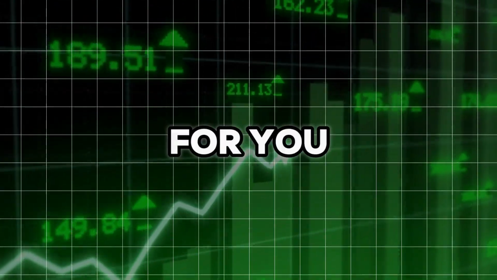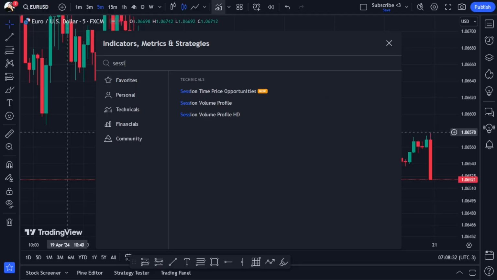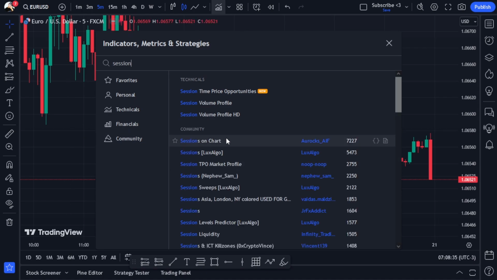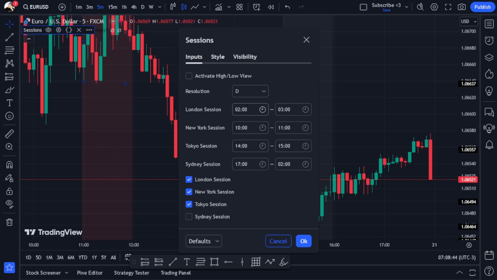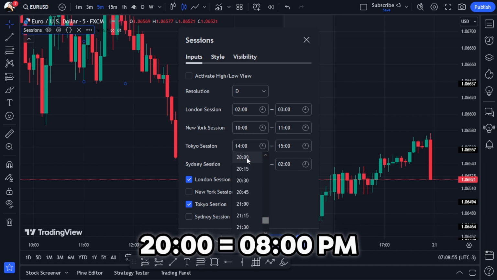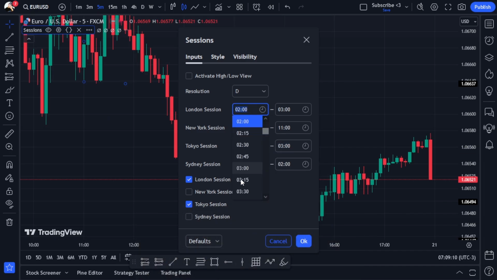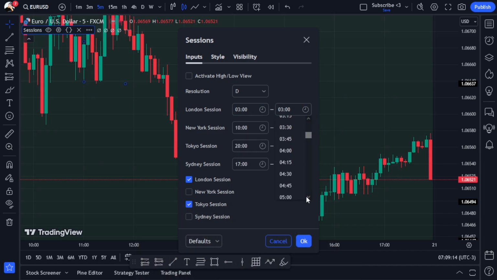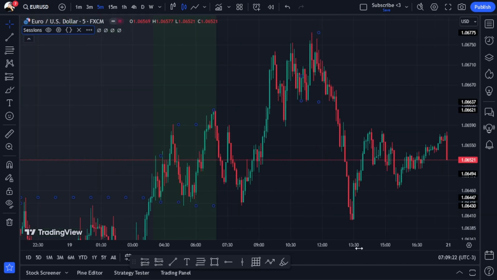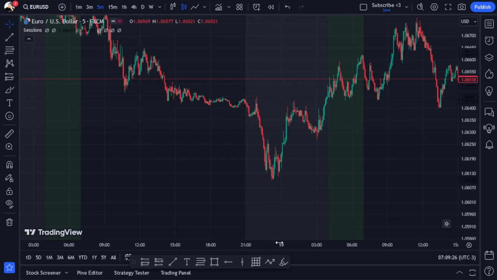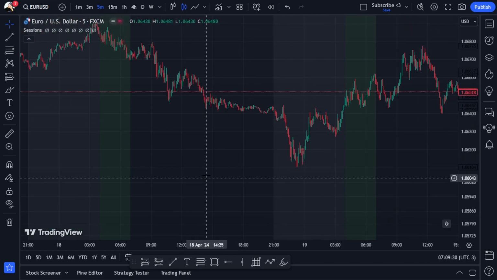Here is a little trick for you guys. You can make marking sessions easier by using this sessions indicator. We will further tweak some session timings by going to indicator settings, and then to the inputs tab. We will uncheck the New York session as we won't be trading the New York session. Now we will edit the timings. For the Tokyo session, we will be selecting from 20 o'clock to 3 o'clock. For the London session, we will be selecting 3 o'clock to 8 o'clock. After that, we have to click the OK button to save our settings, and sessions will be automatically marked for you. Now you just have to mark the highs or lows of the previous session.